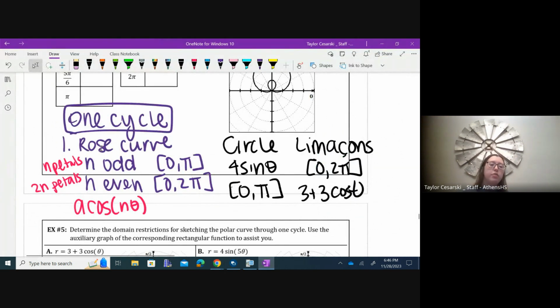So for a rose curve, remember it's in the form a cosine of n theta or a sine of n theta. If n is odd, then it will have n petals, meaning if it's 3 theta, it'll have 3 petals, and I'll see a full cycle on 0 to pi. This stuff is not super intuitive, or there's not a great way to think about it besides memorizing. I'm hoping that on the AP exam they will give you these with a calculator because it's pretty easy to determine with the calculator. But this is just in case if not.